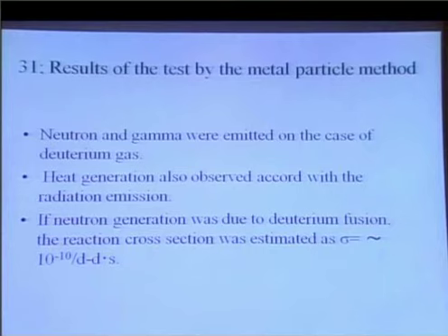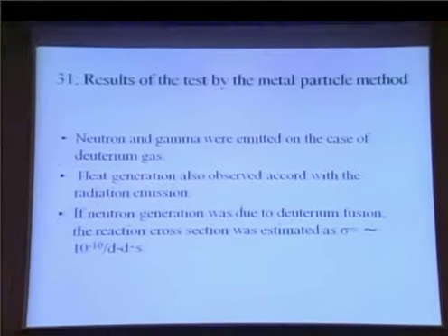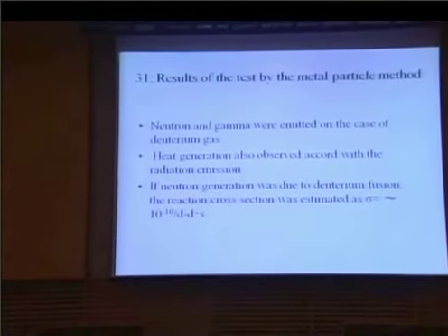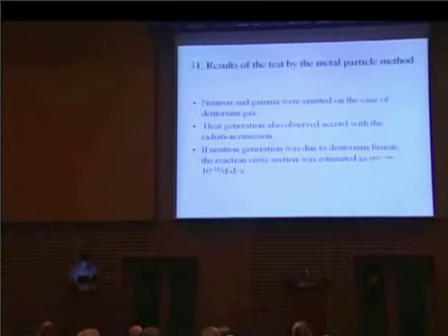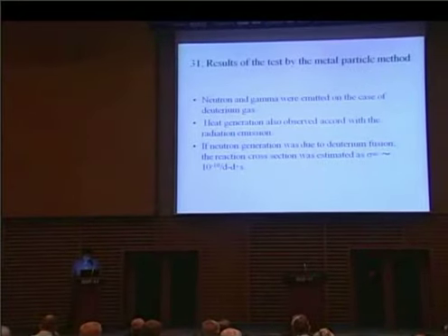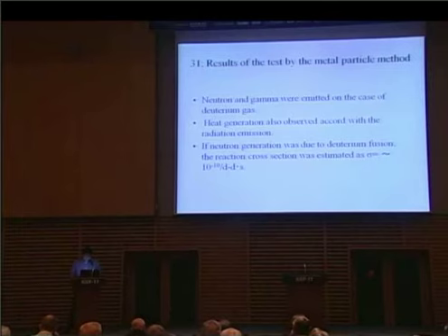When deuterium gas was absorbed into the reactive substance, we can confirm intense neutron radiation. The neutron emission rate was related to the amount of gas absorption. If we assume that the reaction has been induced by the reaction of two deuterium atoms, we can estimate that the reaction probability is 10 to the minus 10th per D-D pair per second.